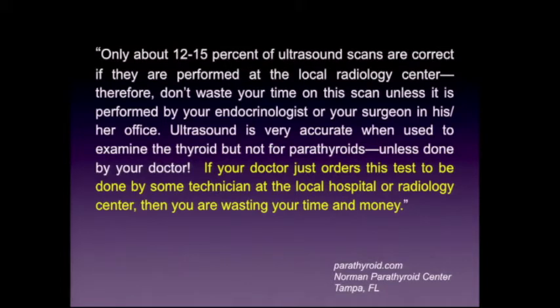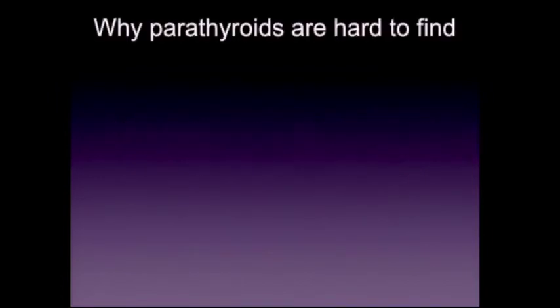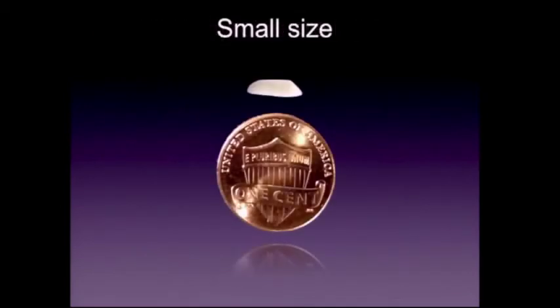So what I'd like to do for the rest of the talk is show you how to do parathyroid ultrasound. And as I have in parentheses here, it's challenging. Let's start off by talking about why parathyroid glands are hard to find. Size, location, echogenicity are the three causes. Starting off with small size, the parathyroid glands have been likened to the size of a grain of rice. I never quite knew if they were talking about rice before or after it was boiled, but they're small.